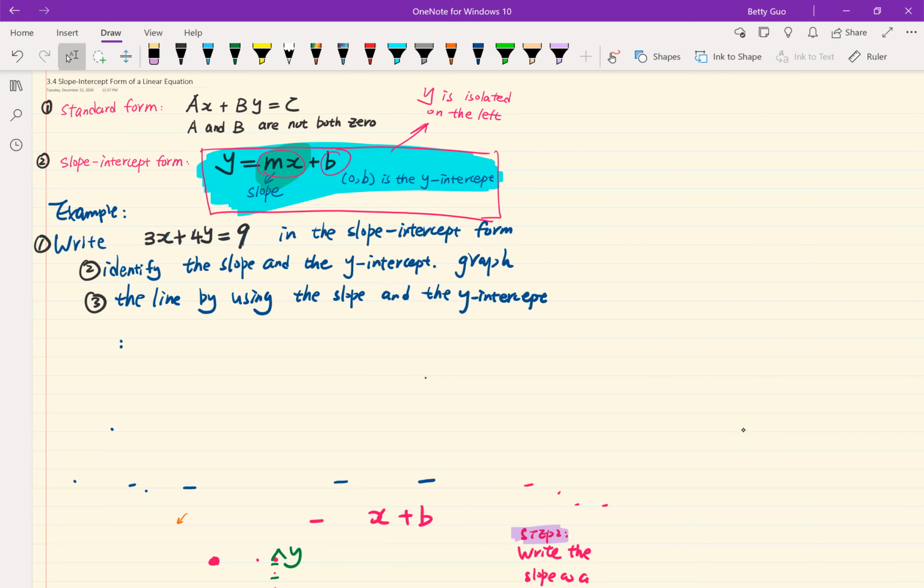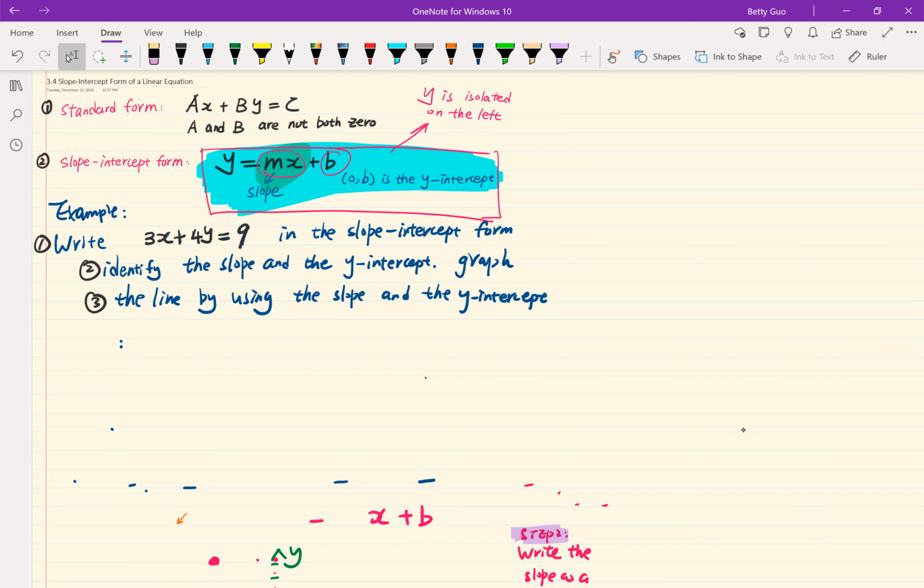And number 3, we're probably going to learn it next Monday. The point-slope form. We don't learn this form today, but let me write it here. y minus y sub 1 equals m times x minus x sub 1. m is the slope, and (x1, y1) is a point.